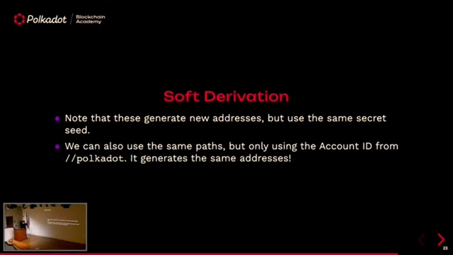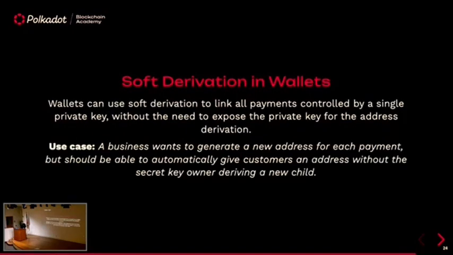That second sentence is maybe a little bit related to the demo that I didn't do. So, and then in wallets, as a use case, you can use soft derivation to link payments controlled by a single private key without needing to expose the private key to show all the different addresses.